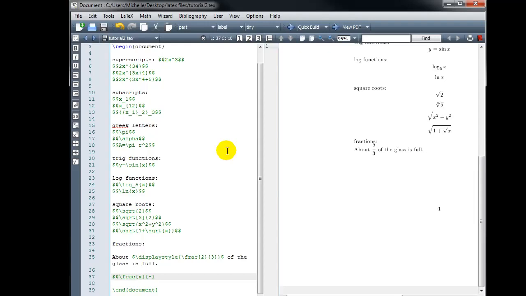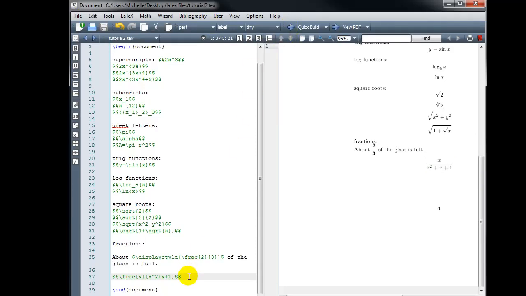Over that dot, or I can just hit tab. That makes it a little bit easier. And I want to put x squared plus x plus 1 in for my denominator. And then I want to close math mode. So see how that displays. Nice.